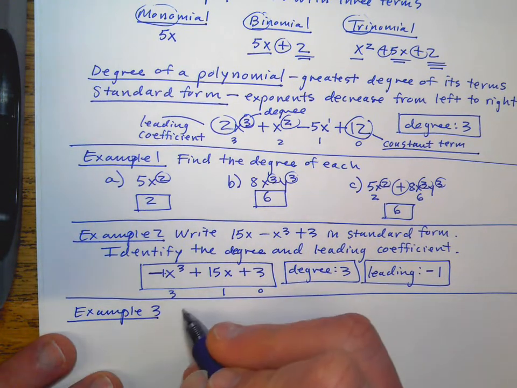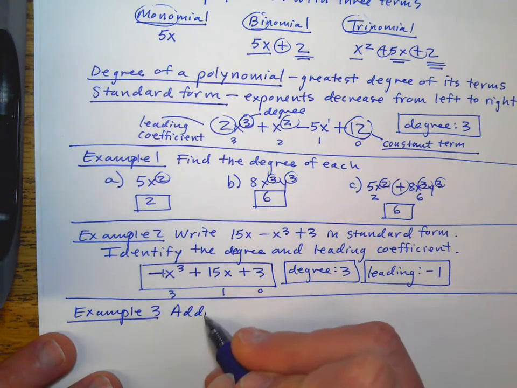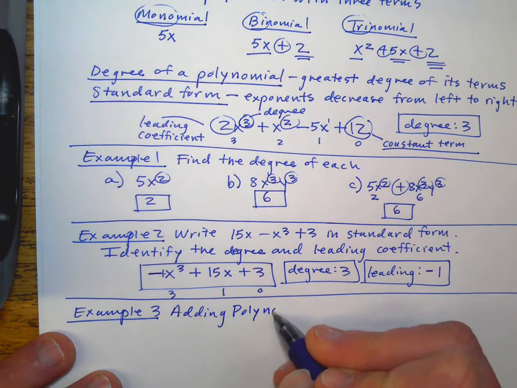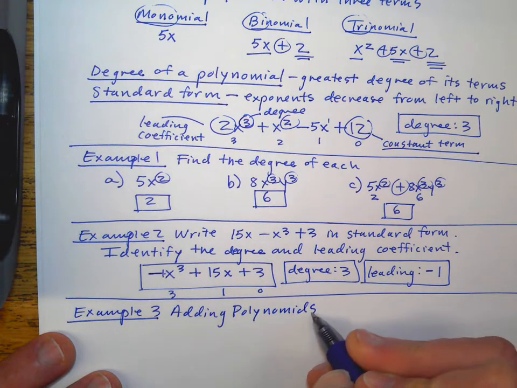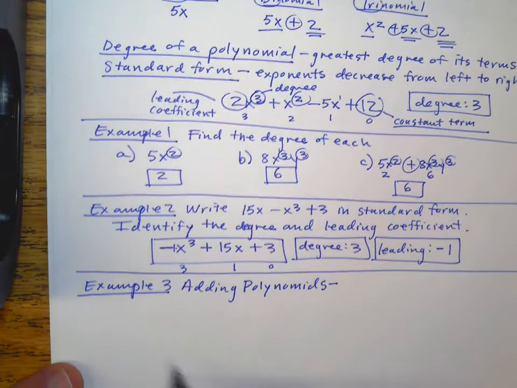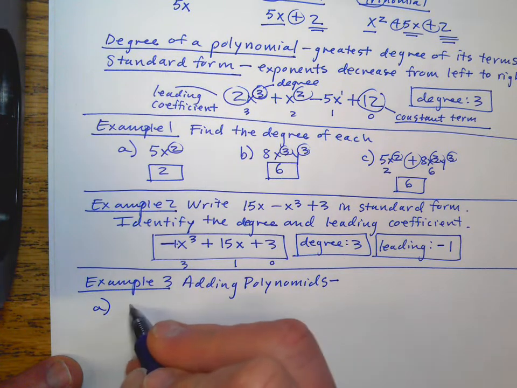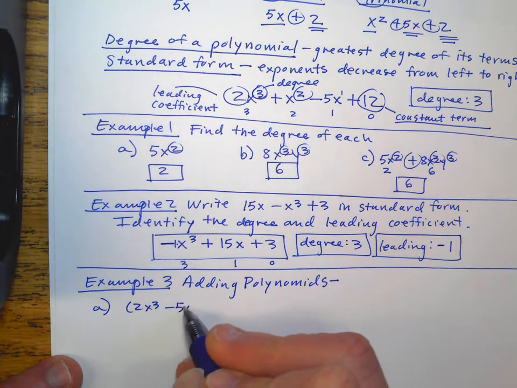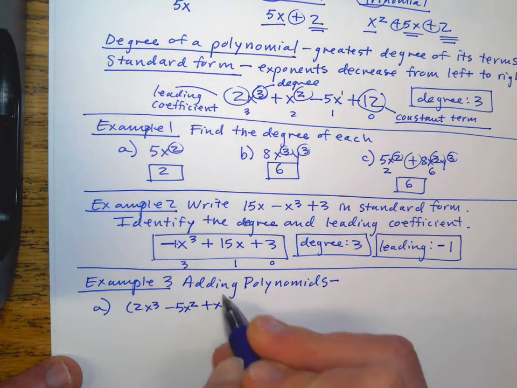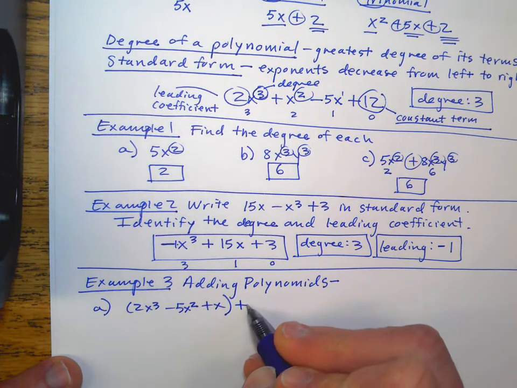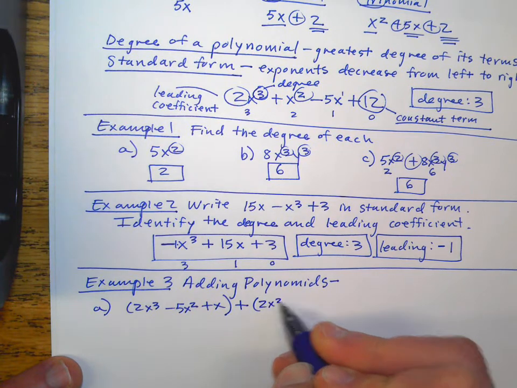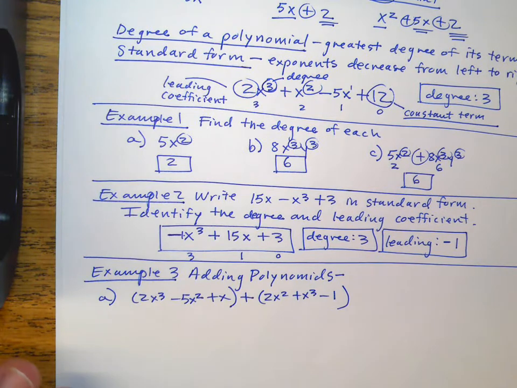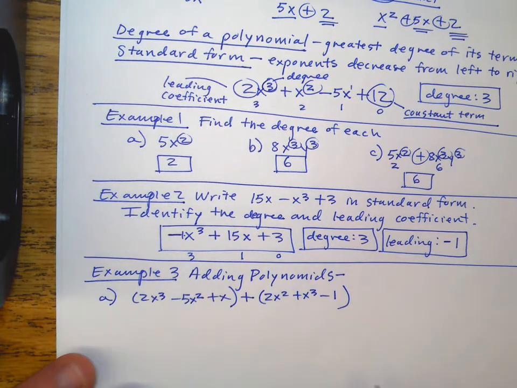Example 3. So now we're going to get into what the title of the section is. Adding polynomials. I don't think this will be too bad. Adding polynomials. So here's an example. 2x cubed minus 5x squared plus x, and we put it in parentheses, plus 2x squared plus x cubed minus 1. So there's like two polynomials here, a trinomial and a trinomial, okay?